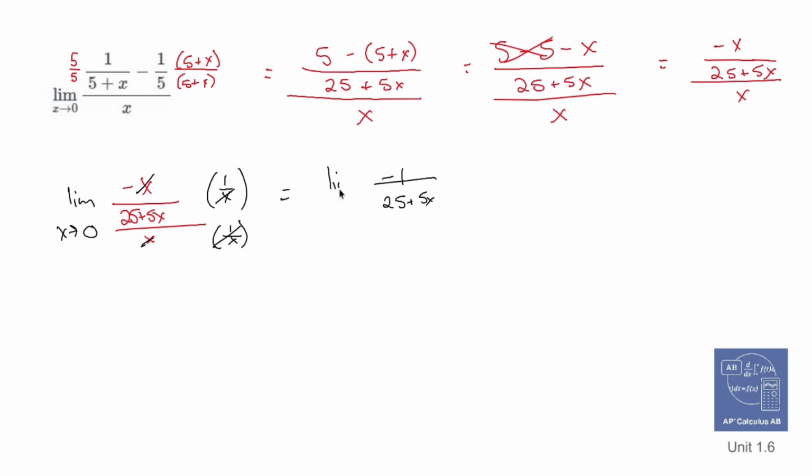And if I'm being asked to find the limit as x approaches 0 of that, I can now plug in 0 and get negative 1 over 25 plus 5 times 0, which goes away. And that leaves me with negative 1 over 25.